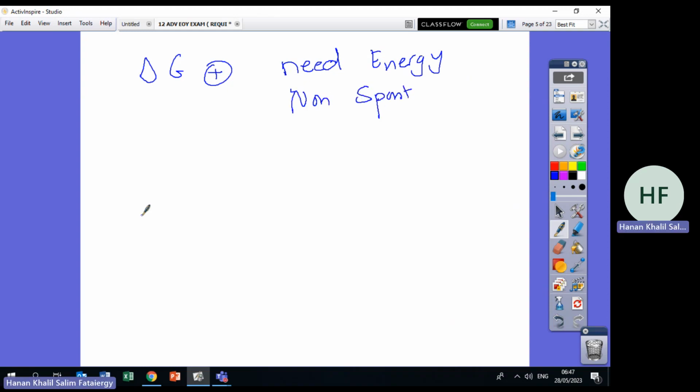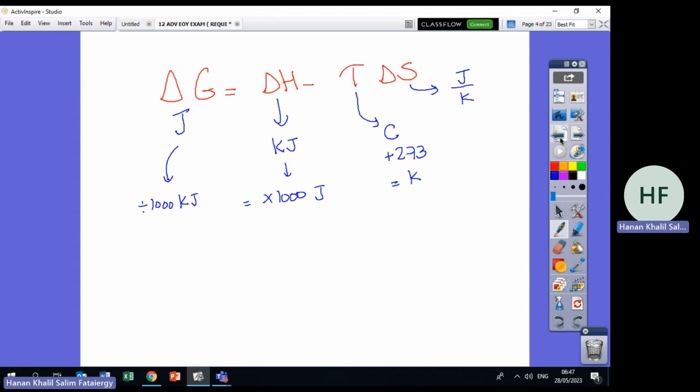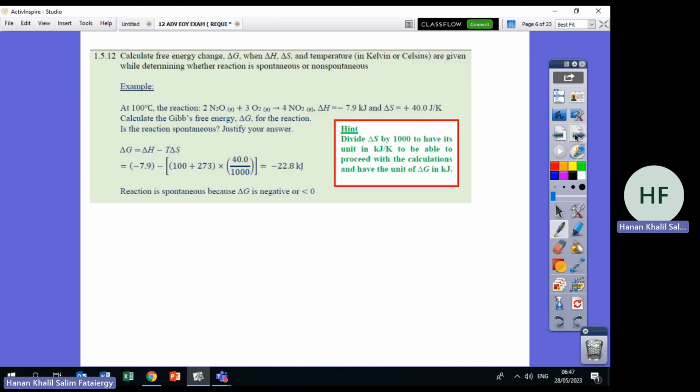If delta G is negative, this means that we don't need energy to do the work. This means the reaction is spontaneous. Spontaneous means happens alone. If delta G is equal to 0, this means the reaction is at equilibrium. So these are the three main things that you need to know from this lesson: how to calculate delta G, the sign of delta G, and the significance of the sign.